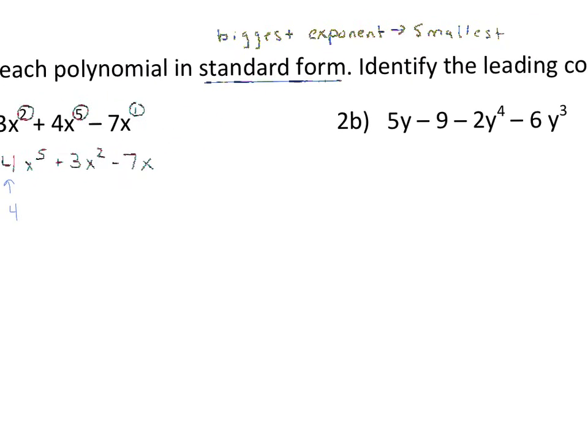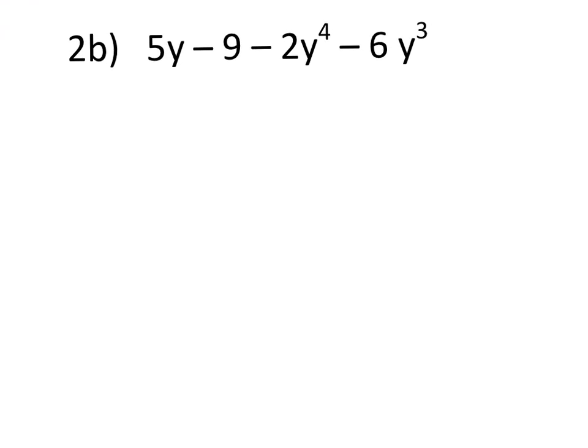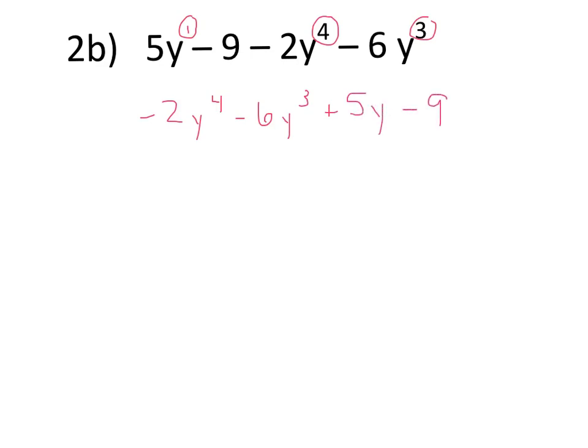All right, and let's zoom here. The last one we're looking at together will be 2b. Again, putting it in order. I've got a 1 here. I have no exponent here with the 9. I've got a 4 and a 3. So I have negative 2y to the 4th minus 6y to the 3rd plus 5y minus 9. So in order of the exponents, my leading coefficient in this case will be right here. So my leading coefficient is negative 2. All right. That concludes the first part of 8.1. So now you'll need to try to do those few problems on your own and then continue on with the next videos.